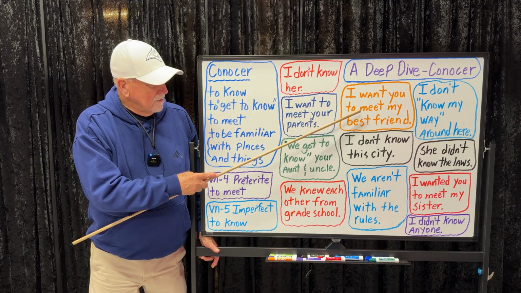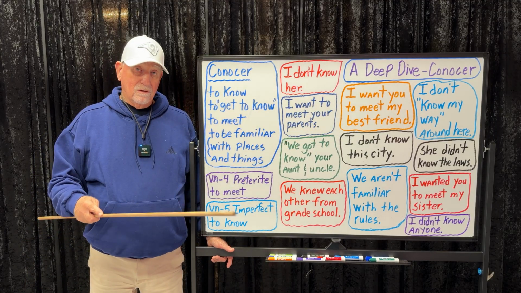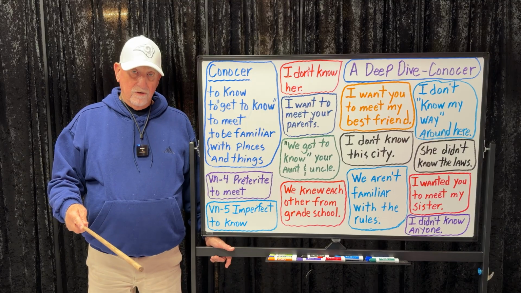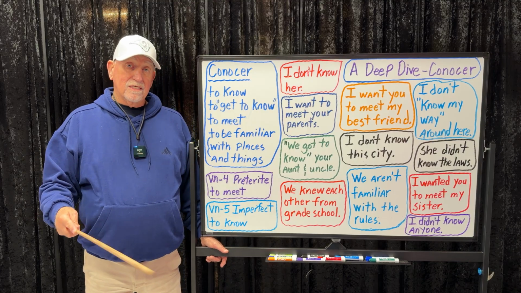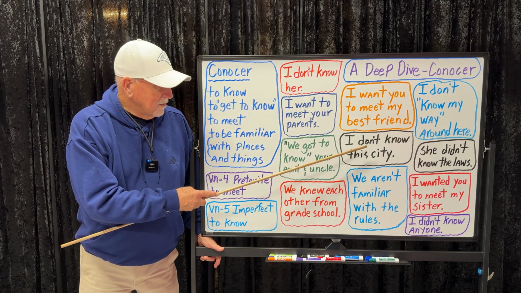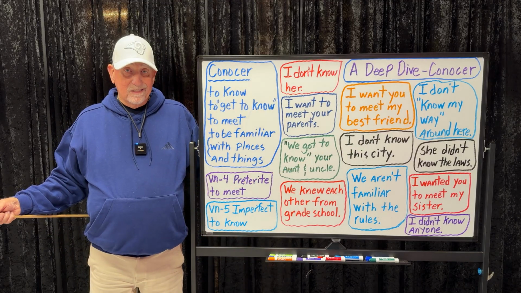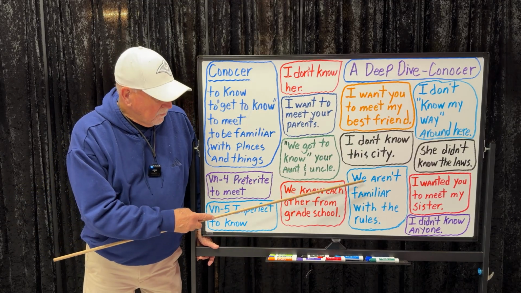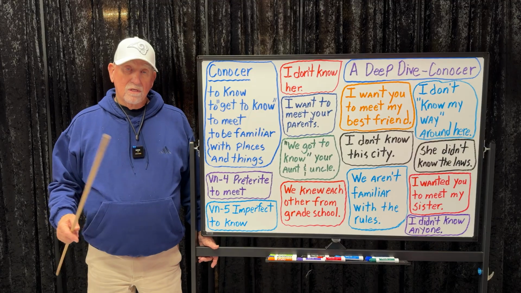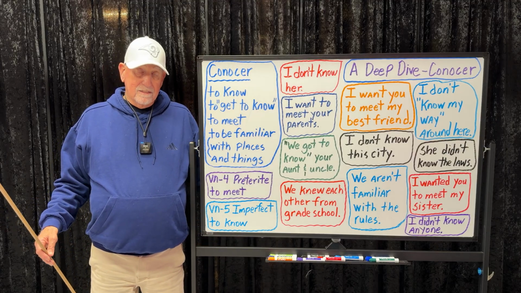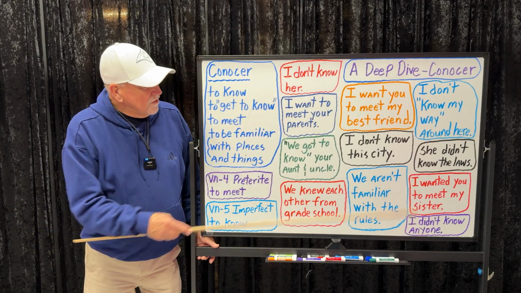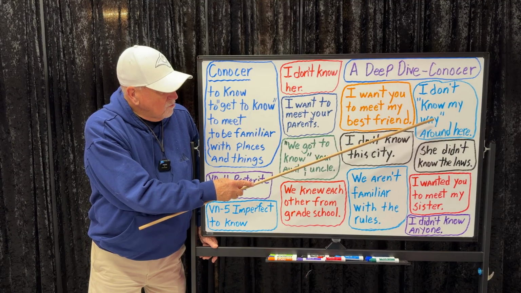I want you to meet my best friend. Quiero que conozcas a mi mejor amigo, or quiero que lo conozcas a mi mejor amigo. I don't know the city. No conozco esta ciudad. We aren't familiar with the rules. No conocemos las reglas.